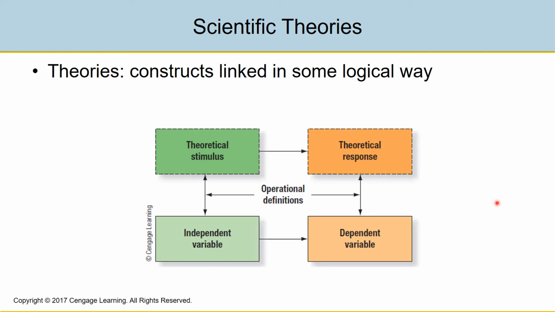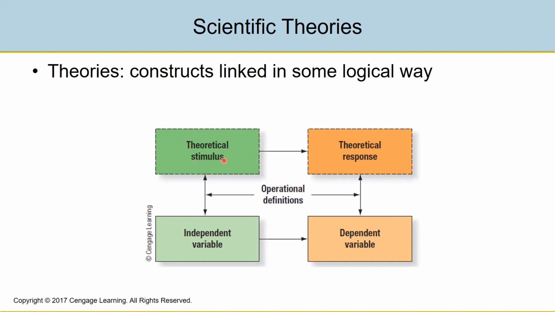Continuing with our discussion of the mission and the methods of social psychology, let's look a bit at scientific theories, try and understand exactly what they are and how we test them. So what you're looking for is some kind of link between your constructs, some kind of logical link. What are your constructs? Well, for instance, the theoretical stimulus and the theoretical response. These are constructs, and you're trying to measure these constructs with the independent variable and the dependent variable.